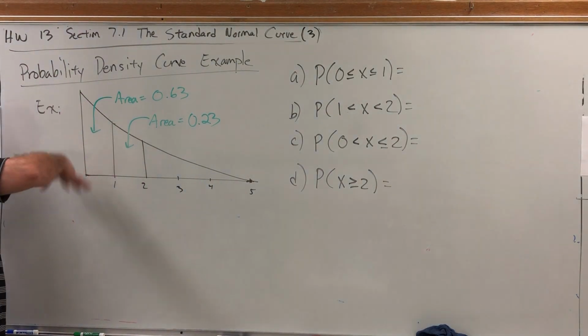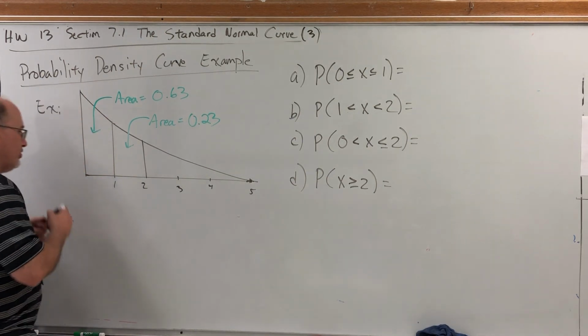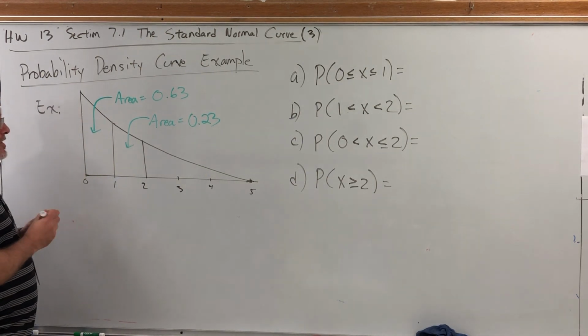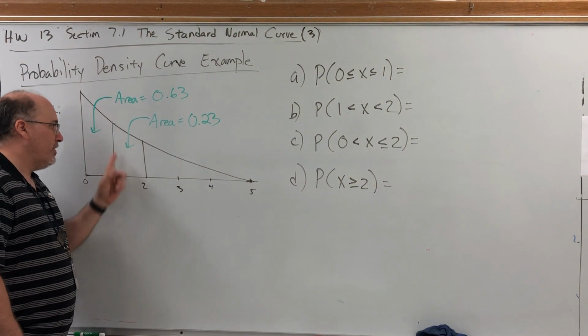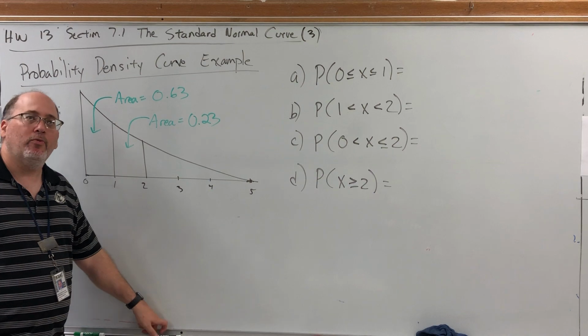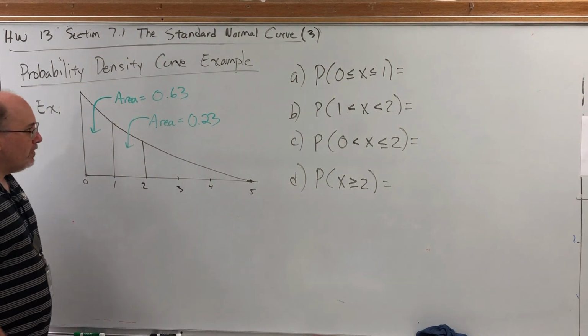And we've got a couple sections underneath the curve labeled. The section between 0 and 1 has an area of 0.63, and the section under the curve between 1 and 2 has an area of 0.23. So let's take a look at some straightforward questions similar to what you will see in your homework.